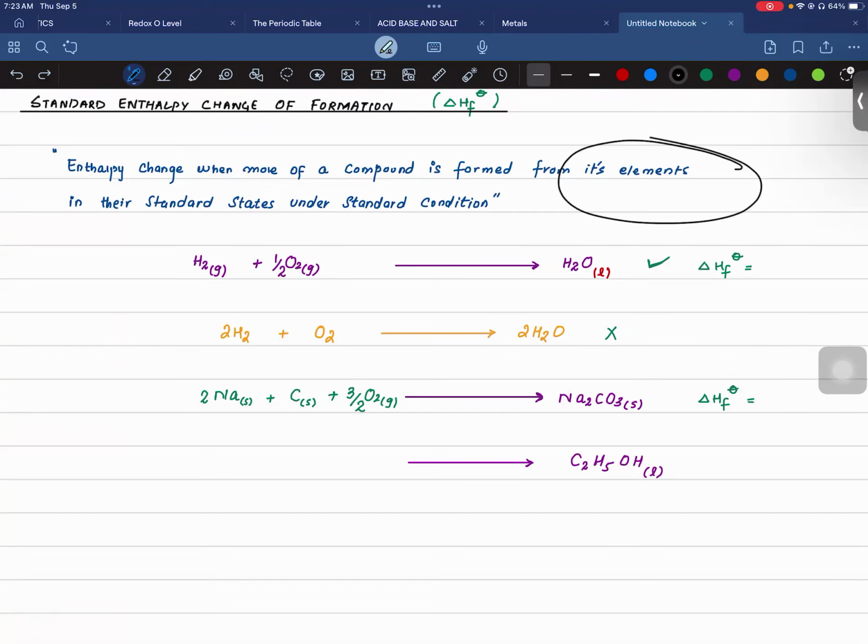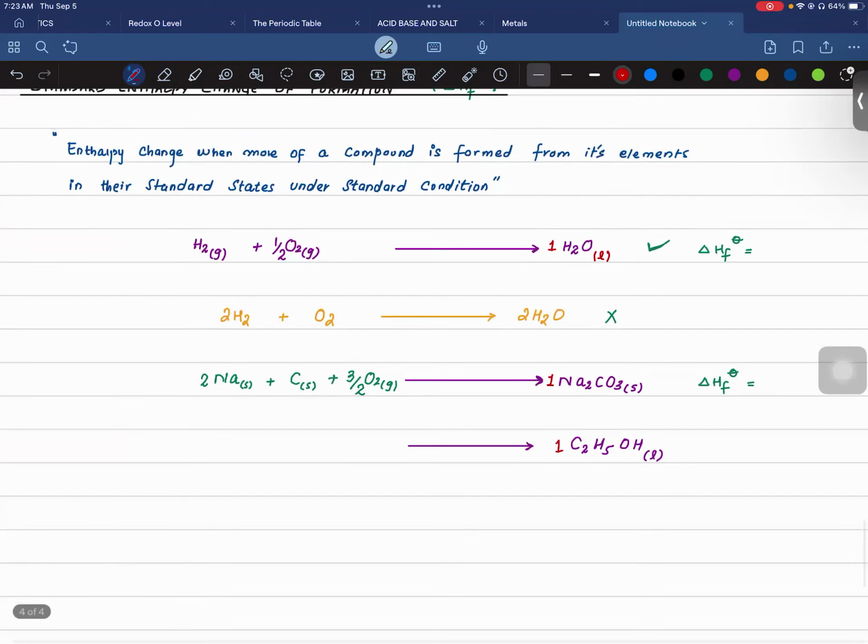by using different elements? According to the definition, when 1 mole of a compound is formed, this is one, it should be one. This is fixed, I cannot change. We have to form it from its elements. Can you tell me what type of elements am I supposed to write over here in the reactant side?